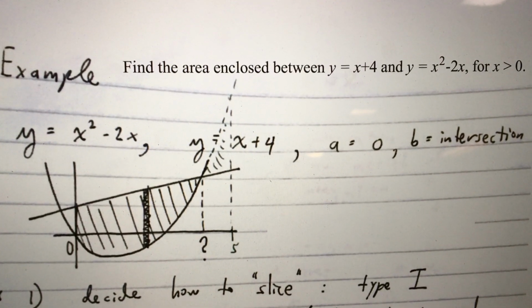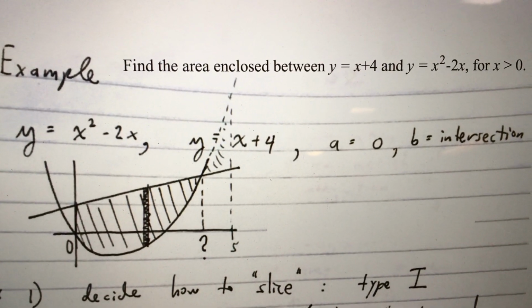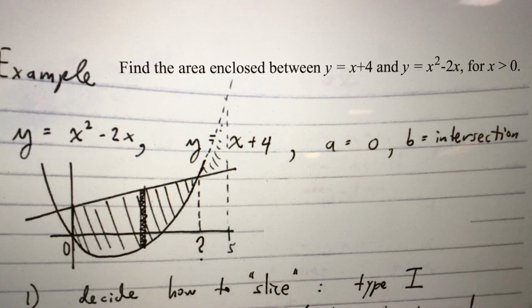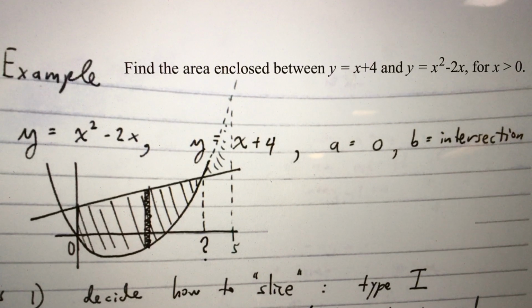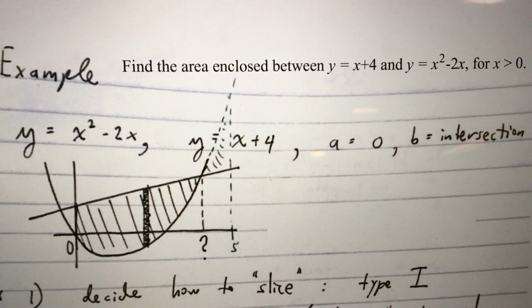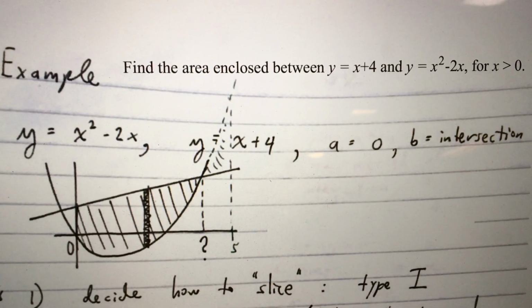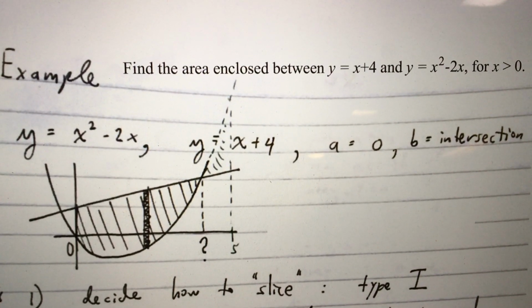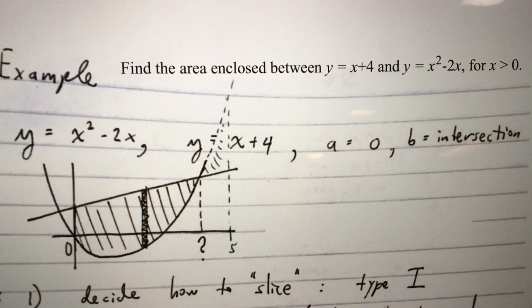Okay, here's our example problem. Find the area enclosed between y equals x plus 4 and y equals x squared minus 2x for x greater than 0. So, you may want to pull out a graphing calculator or use Wolfram Alpha to graph the pictures, or practice a little bit of graphing by hand.